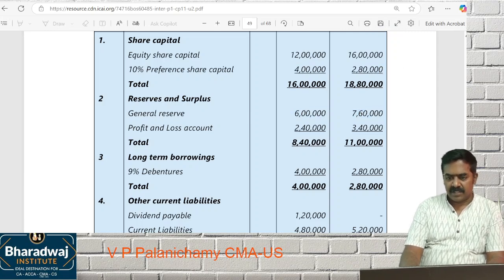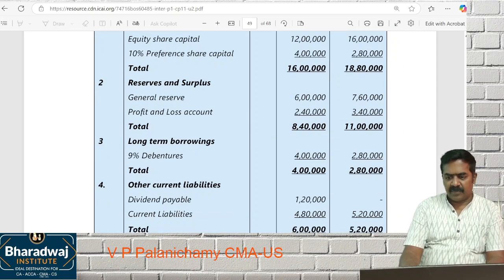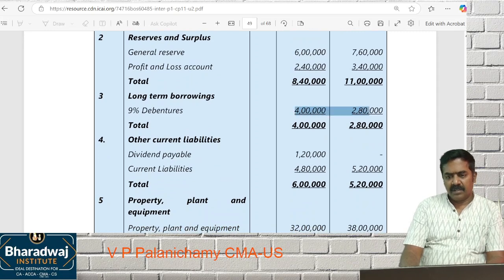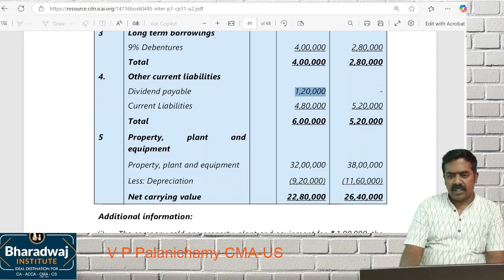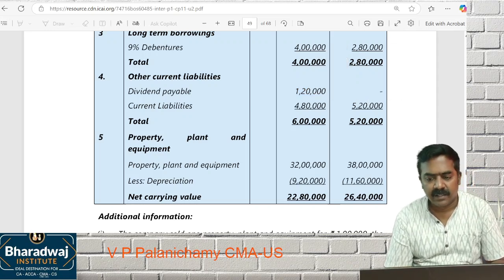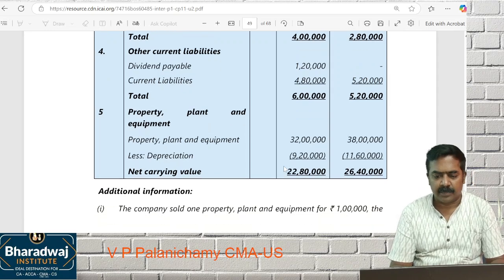General reserve has increased. P&L account will take net profit after appropriation. Debentures are redeemed. Dividend payable, opening balance is given, closing balance is not there, means dividend has been paid. Current liability, we'll take it in working capital changes.